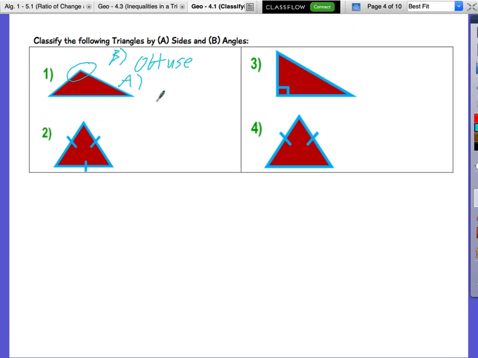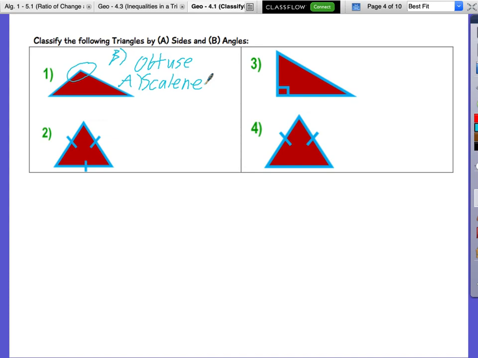But for the A, classifying it by the sides, Grace, you think it's what? Scalene. Why do you say scalene? Because it looks exactly like the scalene triangle we had earlier, okay? Are any of these three sides congruent to each other? Are any two the same length? No, they're all different lengths. So by definition, it's scalene from the sides, and by the angles, it's obtuse. So it's a scalene and obtuse triangle.